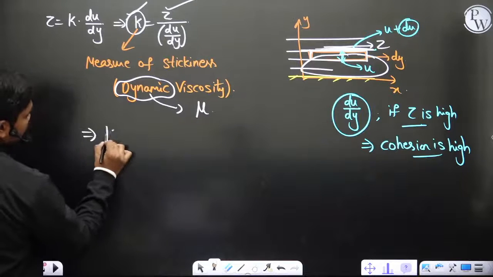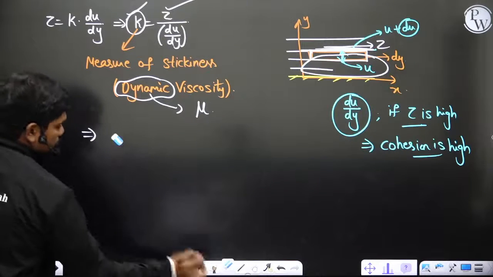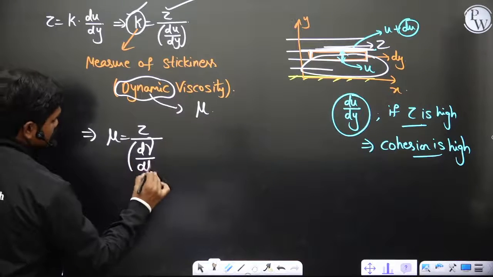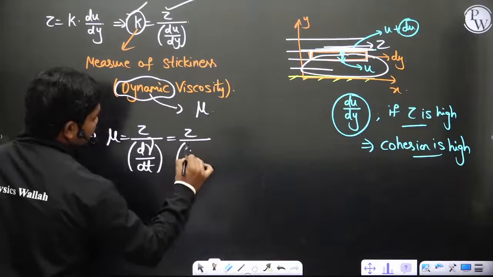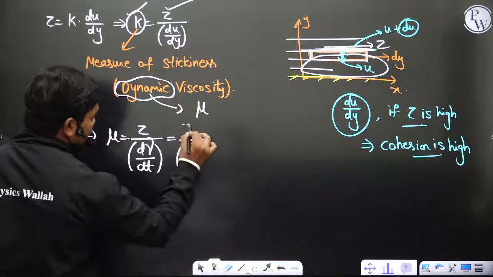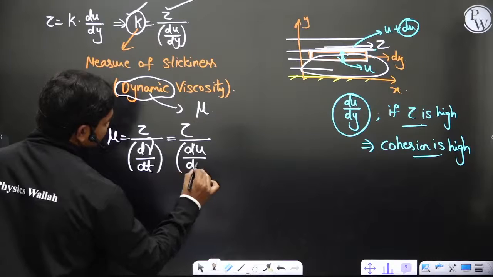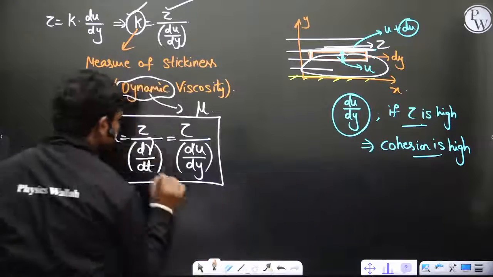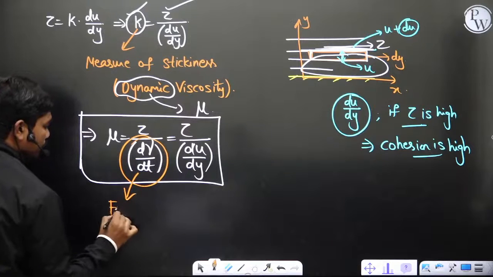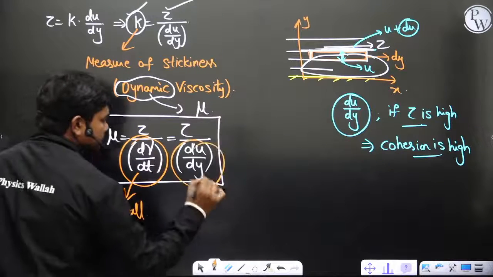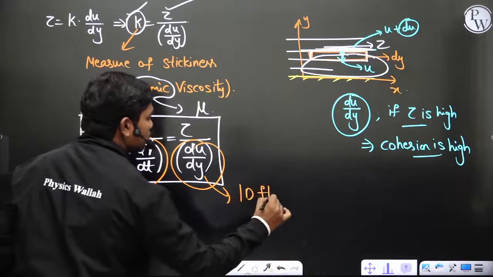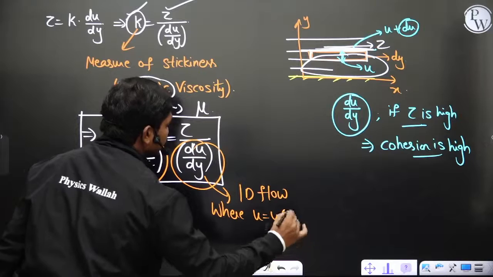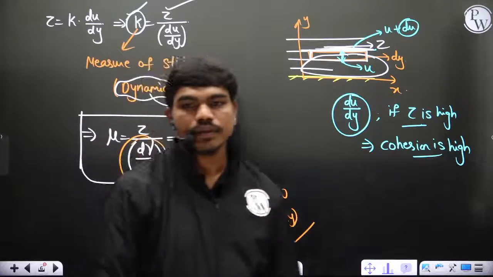So mu is equal to tau by d gamma by dt, the shear strain rate, or it is also equal to tau by du by dy. This is for all cases. This is only in 1D flow, where u is only a function of y. Is this concept clear to all of you?